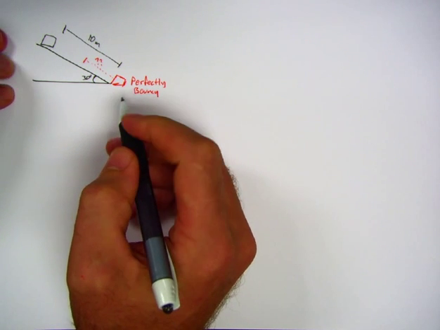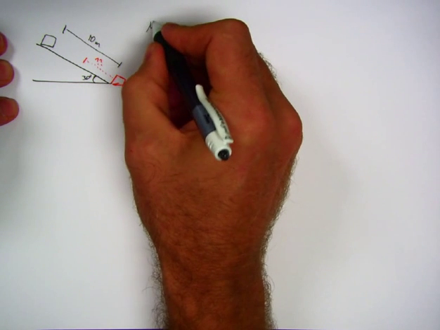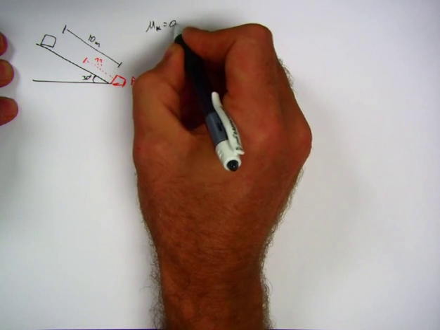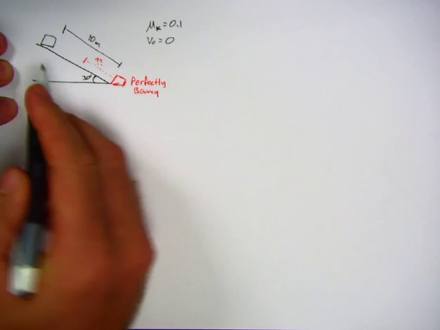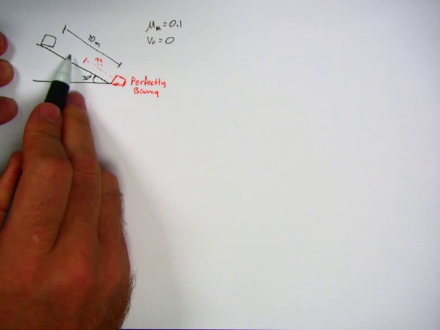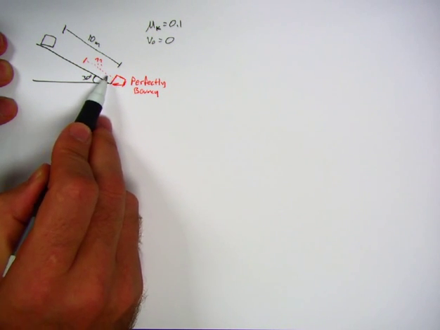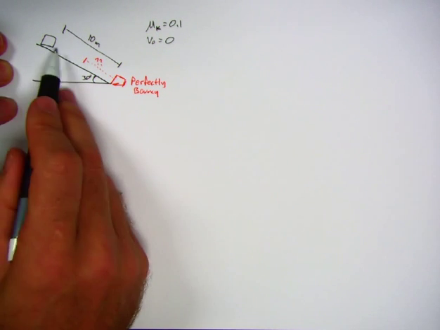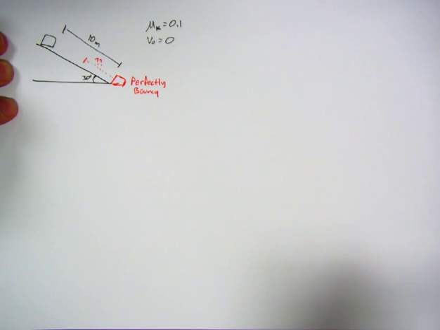All right. So things that we know: this is 30 degrees. Let's say that the coefficient of friction is 0.1. And let's say that we're starting with an initial velocity of 0, so we're going to start from rest. It's going to start sliding down. It's going to bounce perfectly, not going to lose any energy, and then it's going to bounce back up. What happens? How far does it go? Does it go 10 meters? Does it go farther than 10 meters, less than 10 meters? All right, so that's going to be our problem.